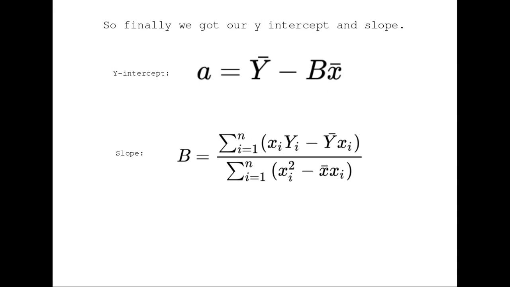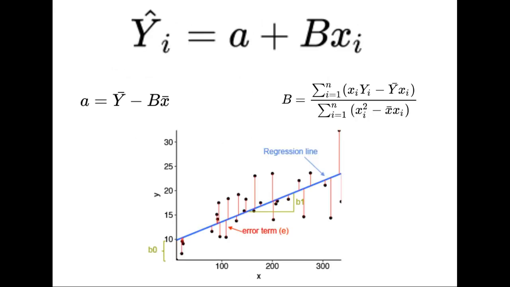As we have found the y-intercept and slope, we can derive the line now. So this is how the line will look like.